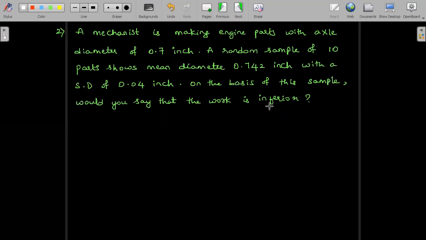Now from the data, the mean mu is 0.7 because a mechanist is making engine parts having diameter of 0.7 inch. So mean mu is equal to 0.7. And when we collect a sample of 10 parts, so n is equal to 10, it shows the mean diameter of 0.742 inch. So x bar is equal to 0.742 and the standard deviation is 0.04. So S is equal to 0.04. So all the required data to apply a t-test is given for us.